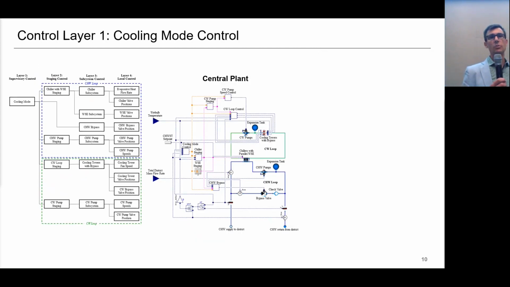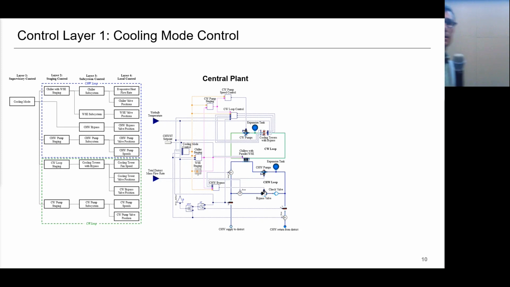In terms of the cooling mode control, there are 4 modes of controls implemented here. On the very left side, you see the supervisory control. This one sets the cooling mode of operation. That's being input to a staging control that stages the chillers and water-side economizers and also the pumps. And then there's a subsystem control that controls the individual subsystems here, and then the local loop control is primarily concerned with tracking set points from the higher level control.